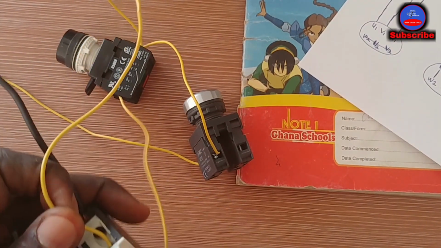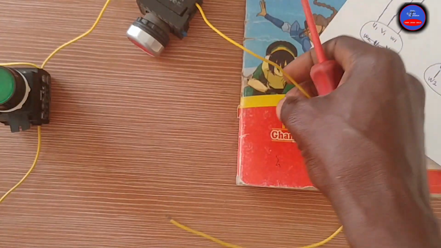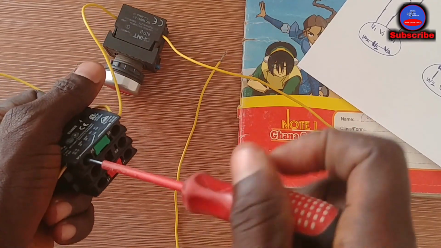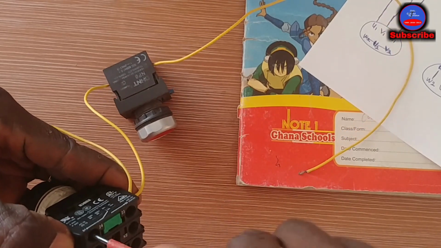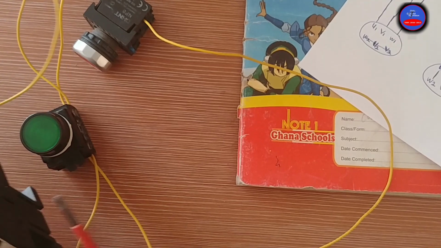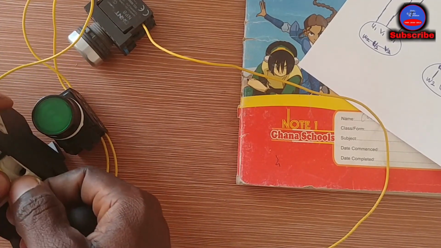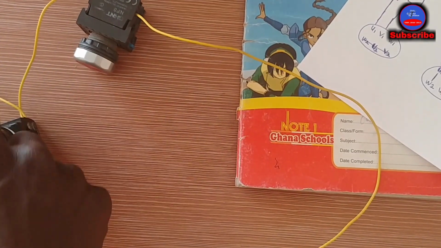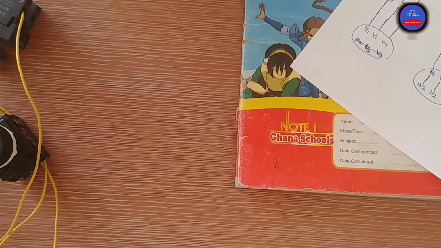All right, so then the 4 on the start push button, you go to the 14. So this is the 14. Okay, now we are done. So let's connect it to the power.